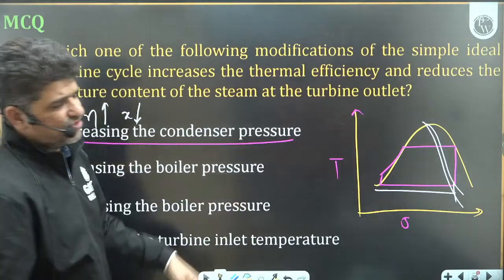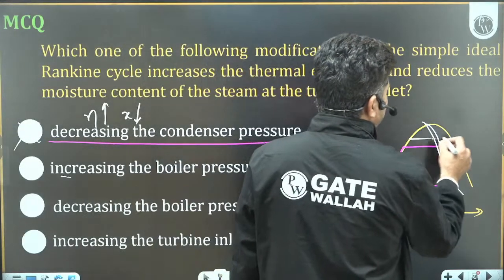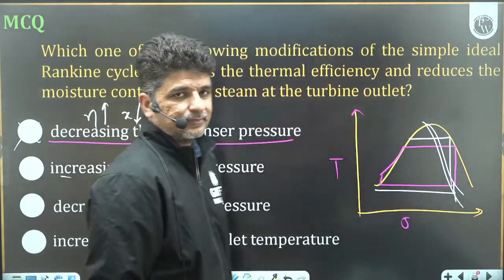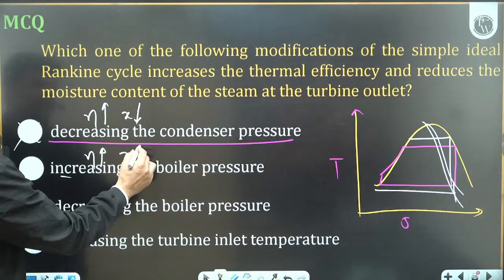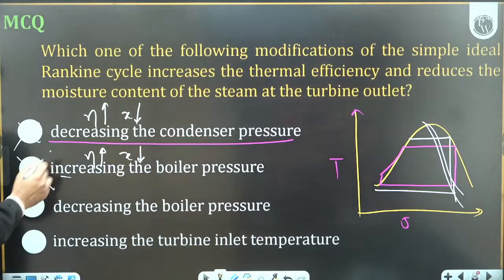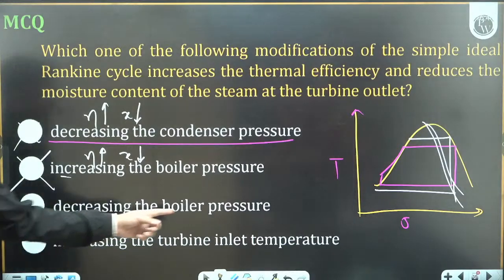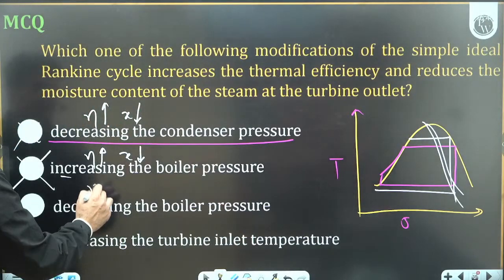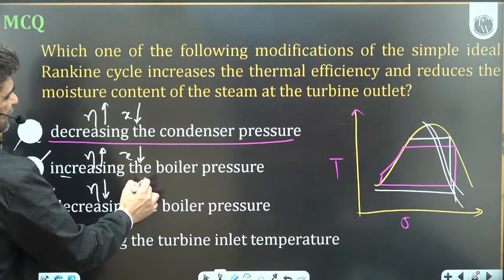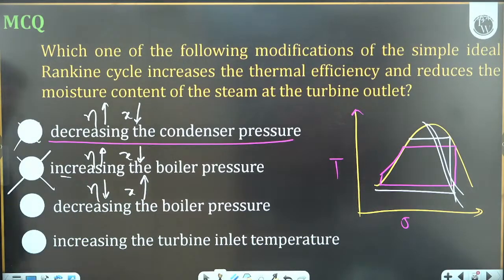Increasing the boiler pressure increases the efficiency. Efficiency again increases, but dryness fraction reduces. So this is also wrong. Decreasing the boiler pressure is the opposite of this. So efficiency reduces, dryness fraction increases. So this is also wrong.